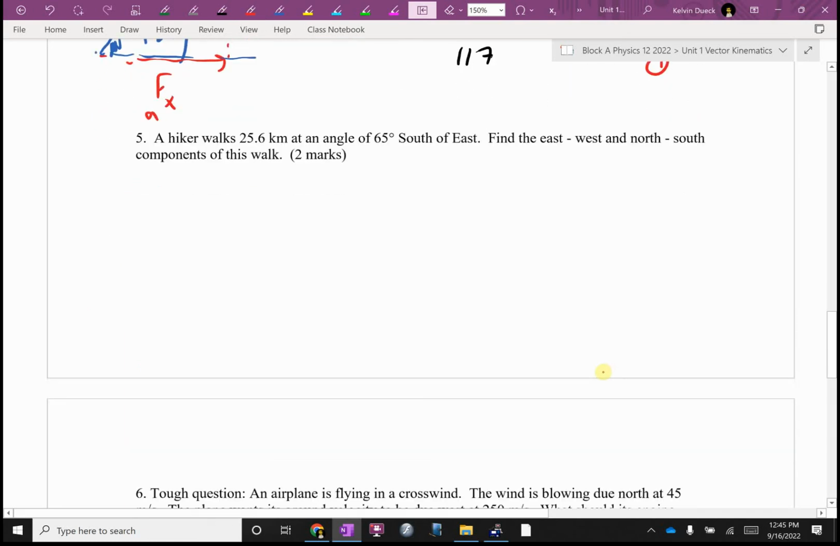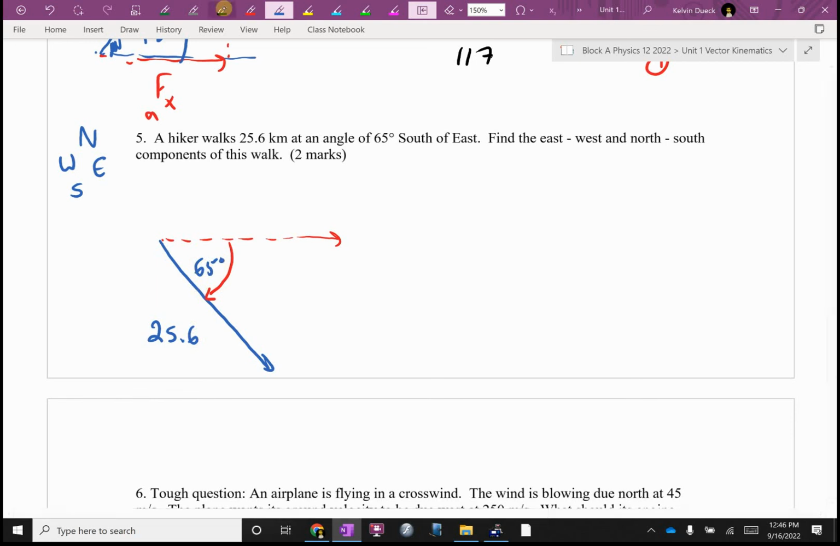Looks like we got one more component. It's giving me compass directions, so I'm going to put a compass rose. 65 degrees south of east. South of what? East. I'm going to start out going east. South of east means I'm going to go down. So I think this vector looks like that. 25.6, 65 degrees. And they want the east-west and north-south components.